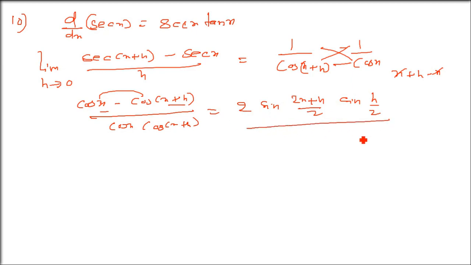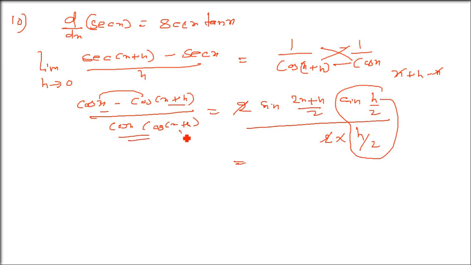So now we have h already there, divided by 2, multiplied by 2. This goes 1, sin theta by theta is 1, 2 gets cancelled. Here sin of 2x plus h by 2. And already we have cos x and cos of x plus h in the denominator. Whatever is done is done.